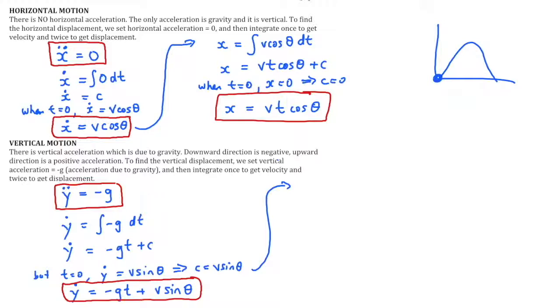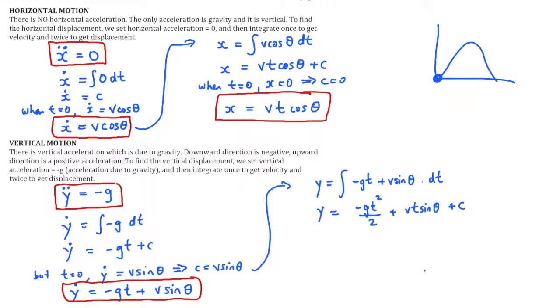Now I want to get the vertical position or vertical displacement, so I need to find y. So y is equal to the integral of minus gt plus v sine theta with respect to t, which will equal, now we're integrating with respect to t, so minus gt will become minus gt squared over 2. v sine theta, when I integrate that, becomes vt sine theta, because v sine theta is just a constant, plus c. That's what y equals.